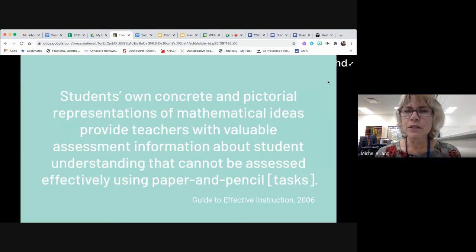Another piece of using visuals and concrete materials is that when students use them, we can get an insight into their thinking that often isn't as clear if they're just using pencil and paper. If they're doing a calculation, we may not see where they went wrong, whether it was a simple calculation error or an error in understanding. With concrete and pictorial representations, we get a better idea of their understanding of the concepts.